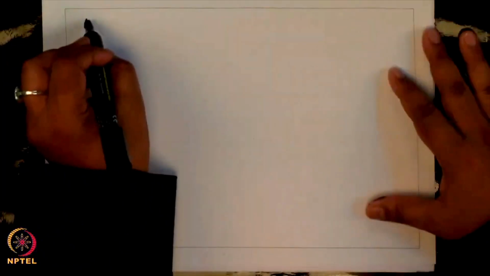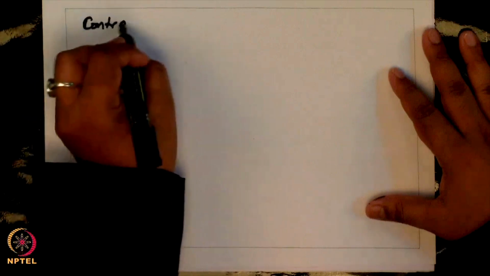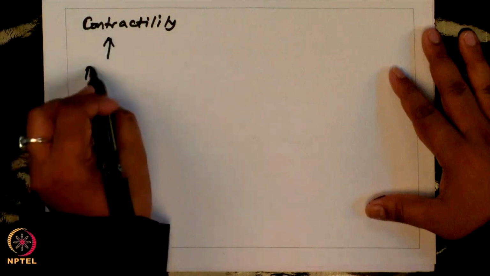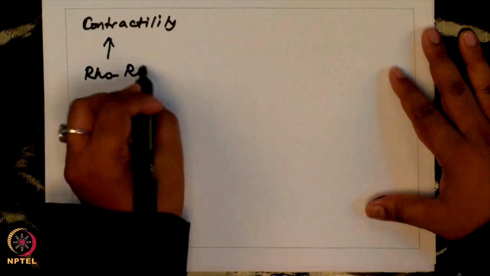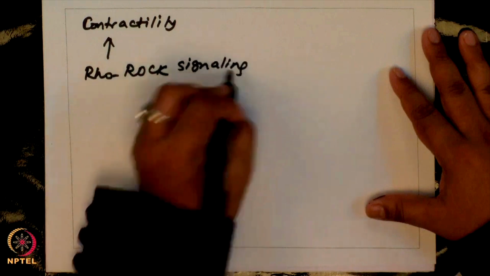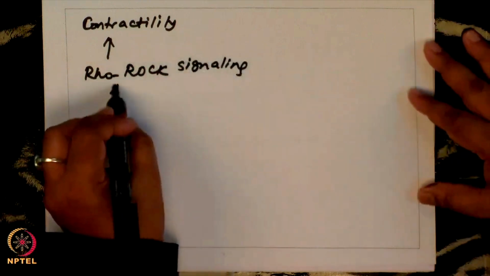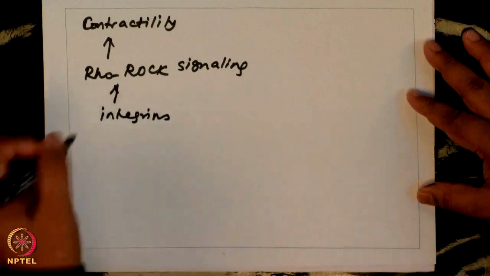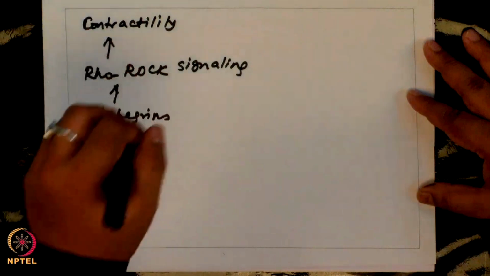Increased contractility is generally driven by Rho-Rock signaling. So, higher traction means higher contractility, and this is driven by the Rho-Rock signaling axis. Rho-Rock signaling is actually activated by integrins, so integrins drive the contractility also.